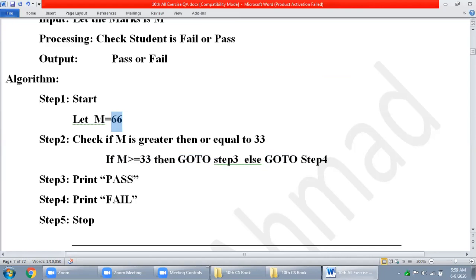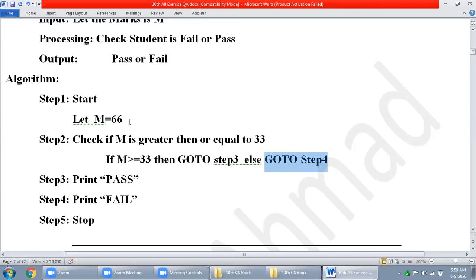Now, which step do we have to follow? We will follow this step. Go to step 3. Watch here, in step 3, what is written? In step 3, it is written pass. So this message will appear. This message will not appear. Why will it not appear?